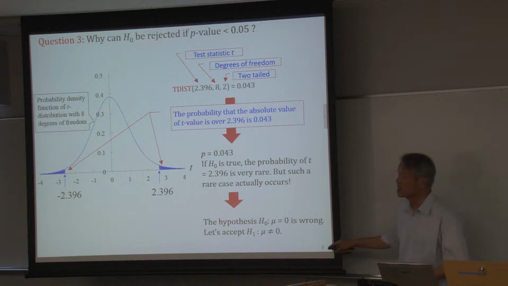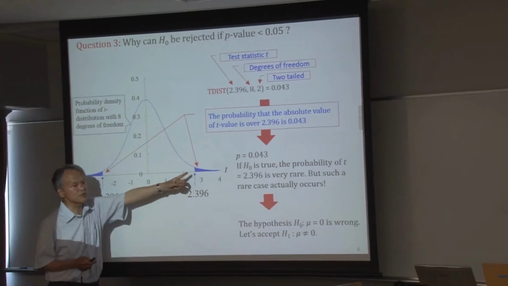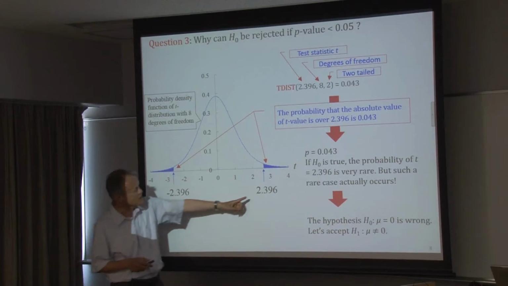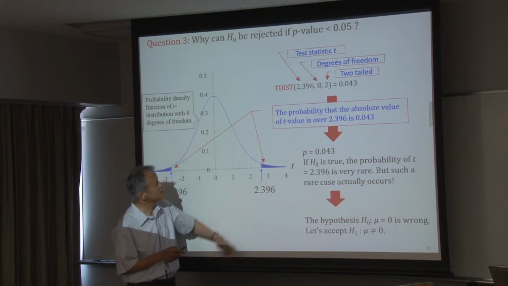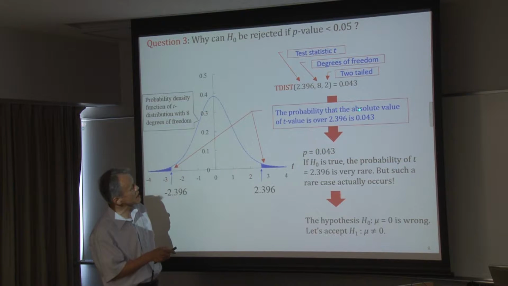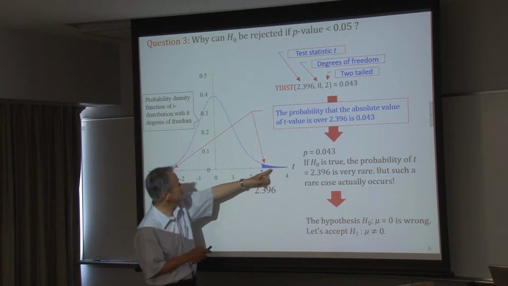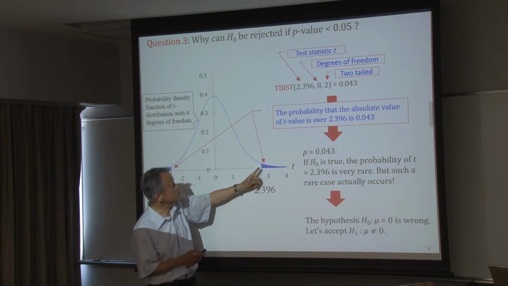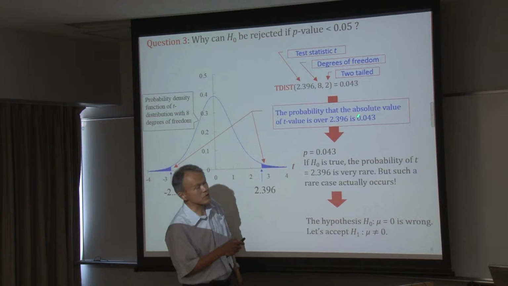Okay, please look at this slide, page 8. This is the t-distribution. The degrees of freedom is 8. And if the t value is 2.396, this means that the probability that the absolute value of t is over 2.396 is 0.042. So this area is the probability density function, and this area means the probability. The summation of these two blue areas is 0.043.